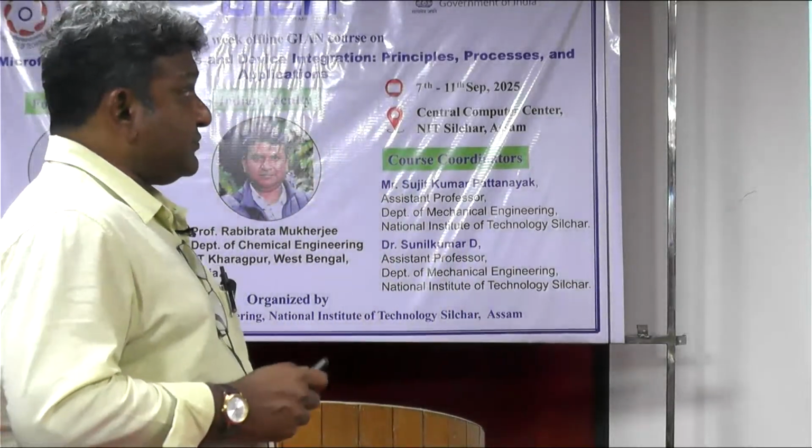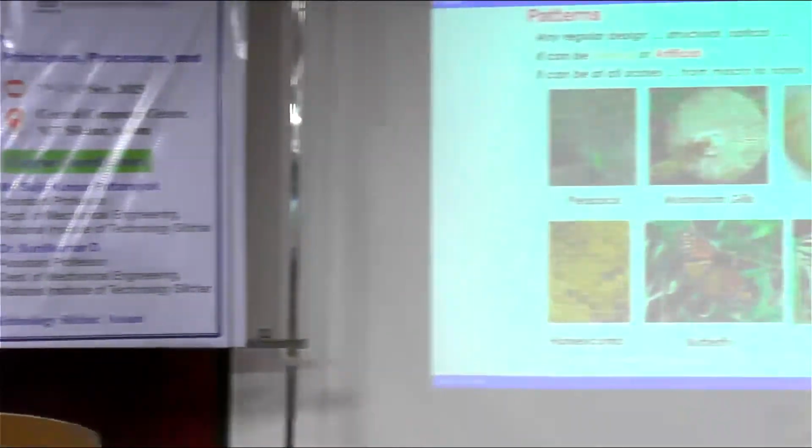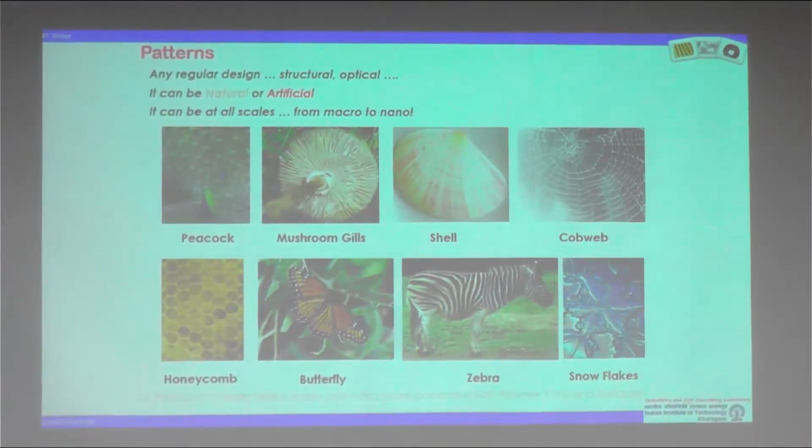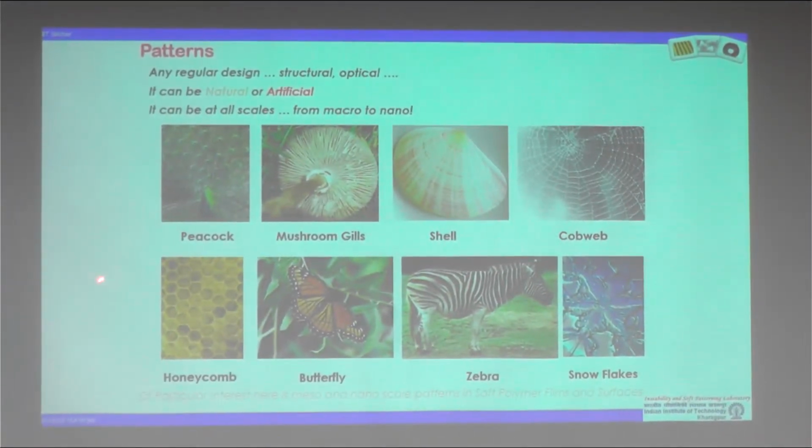So patterns are basically regular arrangement of objects. A whole lot of patterns can be seen in nature, many optical patterns, many structural patterns. Some of these you can see. I can actually talk for an hour on different types of patterns that are available in nature, but that's not the focus of today's talk.